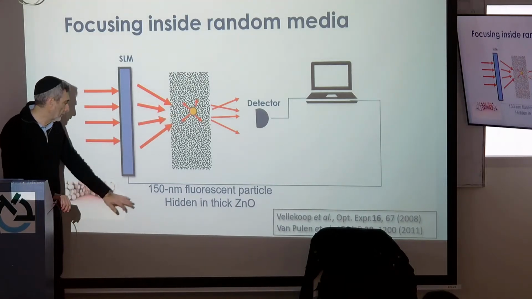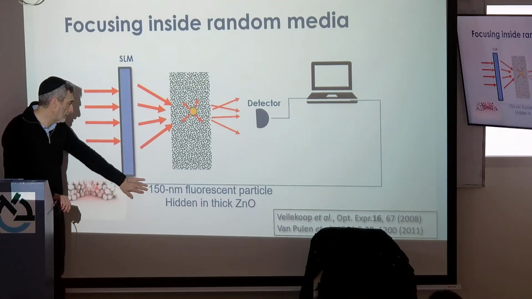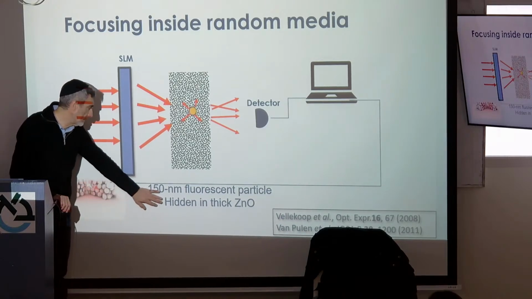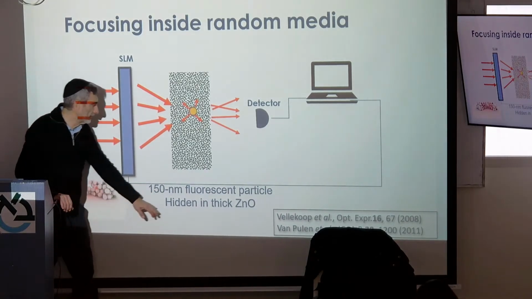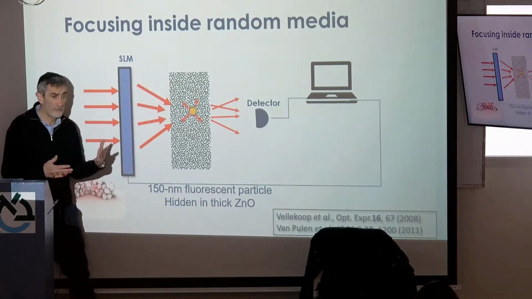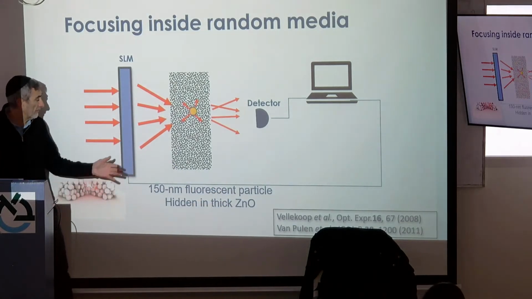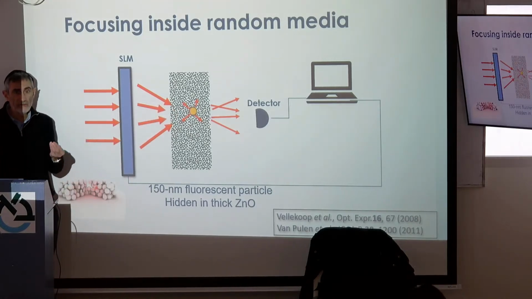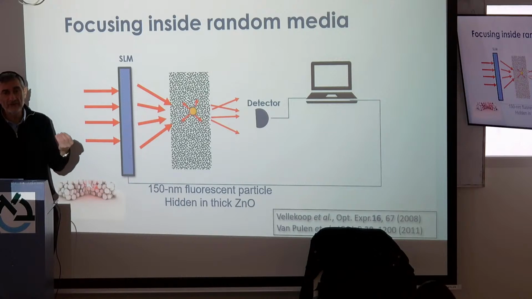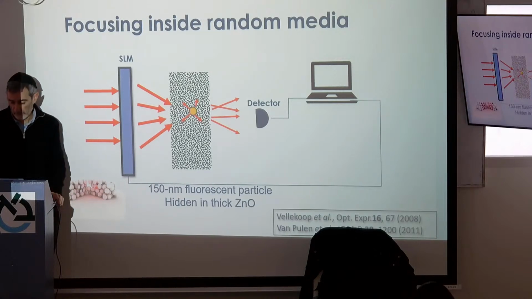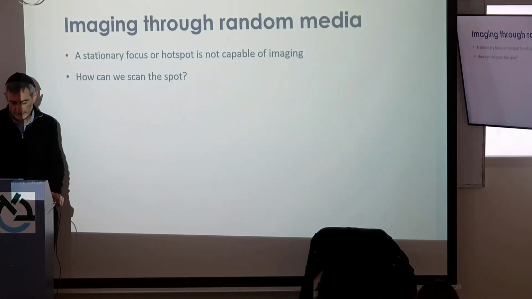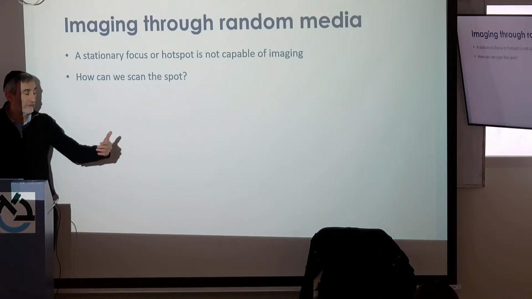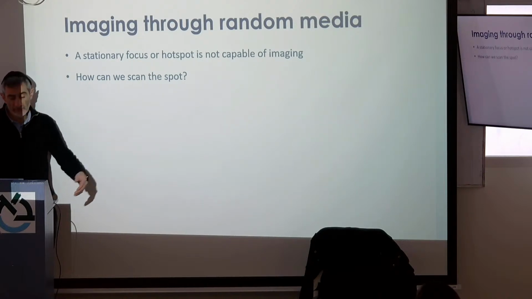This is done using a 150 nanometer fluorescent particle hidden in thick zinc oxide. Zinc oxide is white paint. So it was demonstrated that you can actually focus inside the system, but you need something there, a point to measure. So this was about focusing inside or on the other side of a scattering medium.